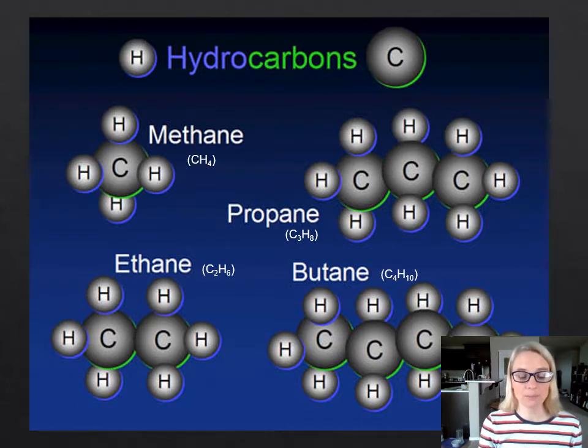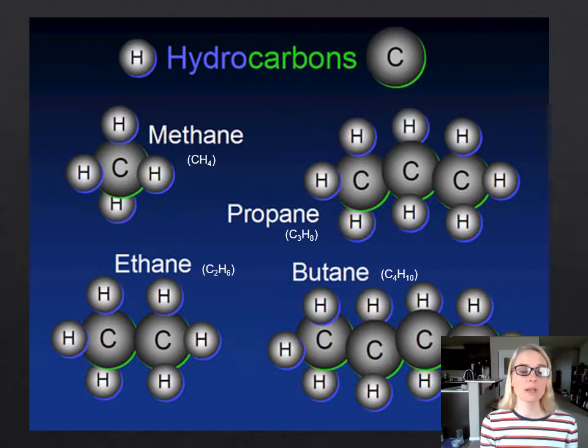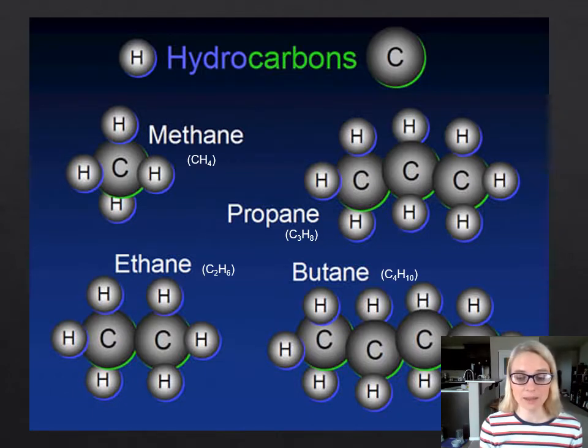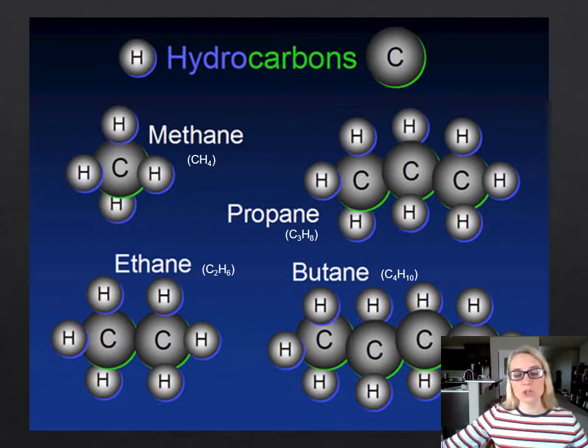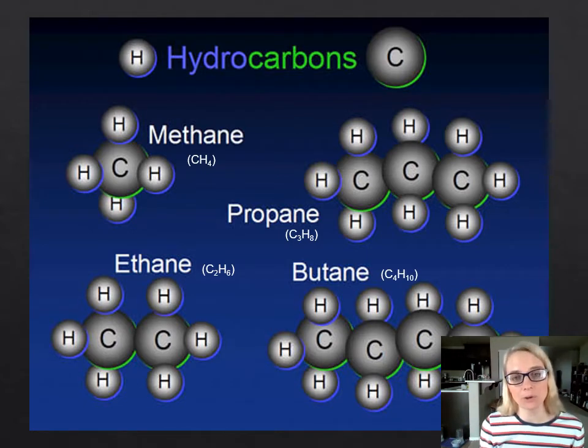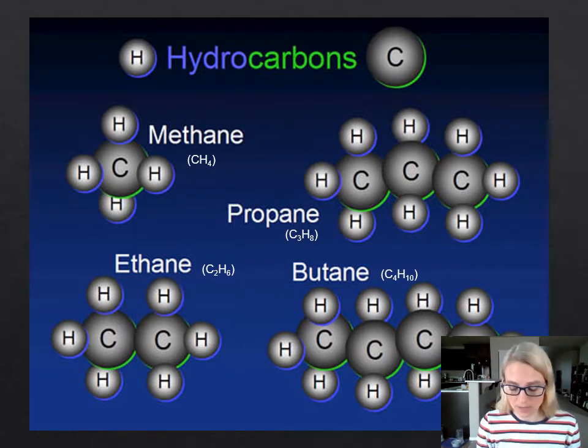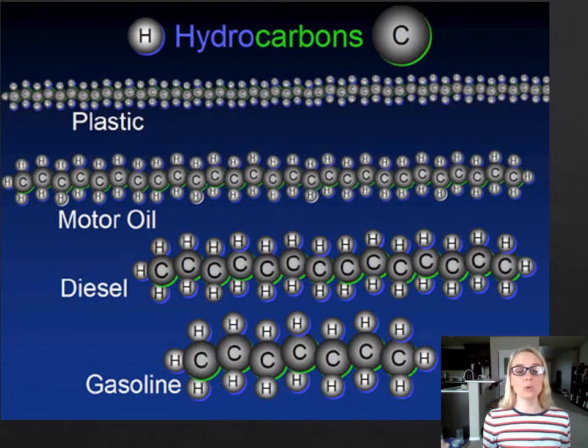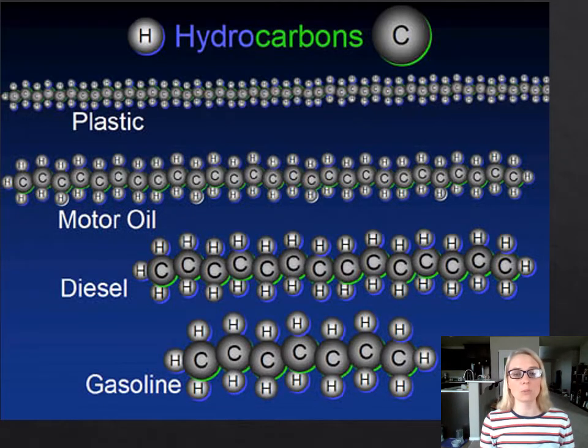And then you can build that out. You can have 2 carbons saturated with hydrogens, called ethane. Then you can have 3 carbons called propane and 4 carbons called butane, and so forth and so on. They get to be huge carbon molecules, but they're very simple. They can only do so much. They're nonpolar and hydrophobic because they have no polar charges to allow water molecules to be attracted to them. We can even see some really huge hydrocarbons in gasoline, diesel, motor oil, and plastics. But again, they're all hydrophobic.